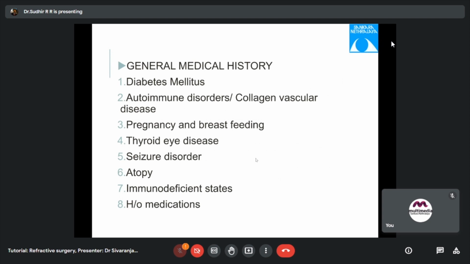So diabetes is not a contraindication. Okay, if they have good control of diabetes, you can still go ahead with the refractive surgery procedures. Okay, collagen vascular diseases, yes, it is a contraindication. Absolutely, you should not have any connective tissue disorders.